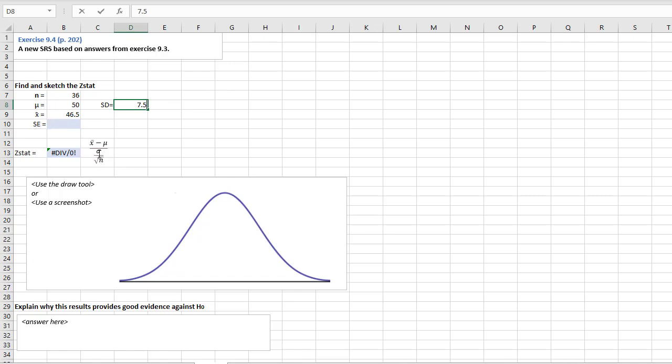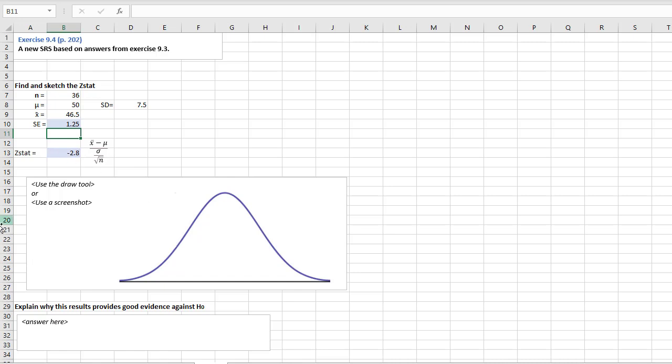All right, now that we have that, we are able to solve for the standard error of the distribution of the means, which is this part right here. And for that, that is going to be the standard deviation divided by the square root of n. So it's going to be 7.5 divided by the square root of 36, which is 6. Now I forgot to put the equal sign, so I'll put that there, and bam, already now we have our z-stat, which is negative 2.8.